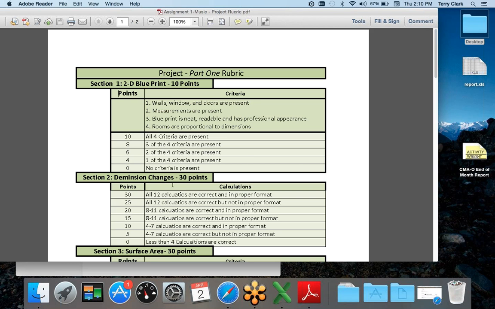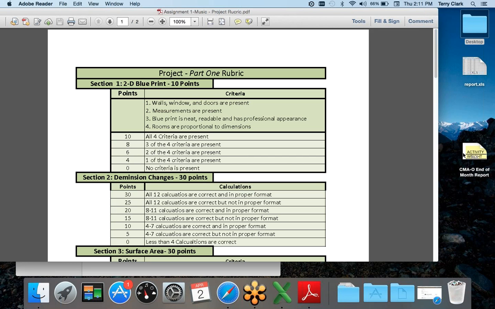Now, another thing I'm going to notice is the dimensions, and it says dimension changes. So that means if I'm increasing or decreasing the dimensions, that's worth 30 points of my grade. And it says all 12 calculations. So that's telling me that I've got to perform 12 calculations with dimension changes where I'm increasing or decreasing the dimensions. So let's say, for instance, I do 5 calculations. Then I know that's not 12, something's wrong. So that'll be something that I'll write down, and that's 30% of my grade.